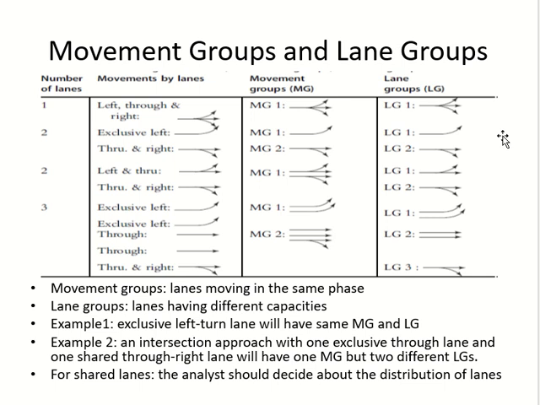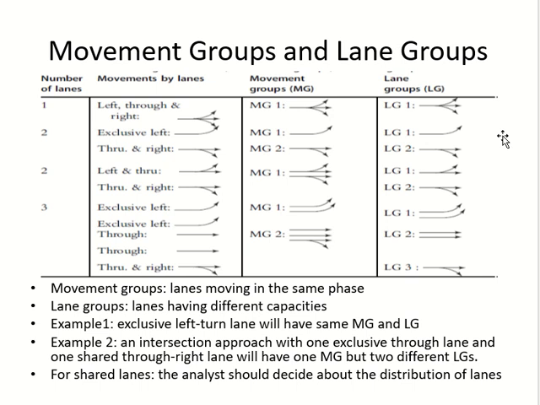This one, no problem. Obviously one lane. It will be one group, obviously. Now look at these two. This lane is for left turning. This lane is for straight and right. Can they have the same capacity?